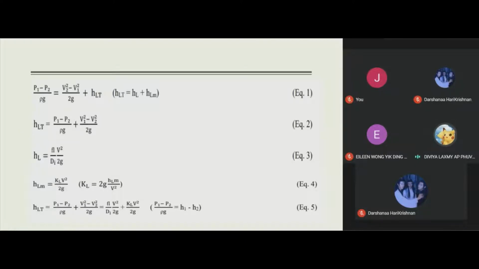Equation 1 is used to find the HTL, which is the total head loss. After modifying the first equation, we get the second equation, and the third equation is used as well to find the second equation.